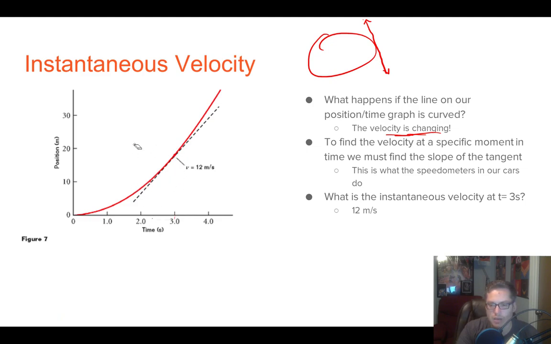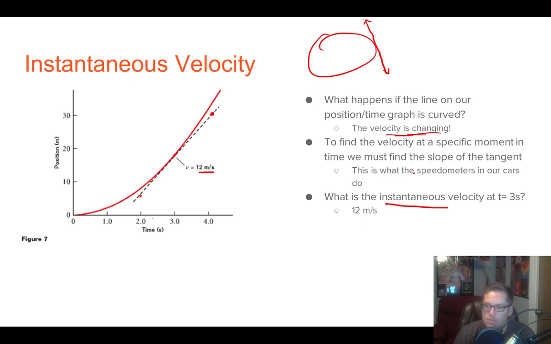Right here, it looks like 3 seconds is what they were measuring. They wanted to know the velocity at 3 seconds, so they had to take the slope of the tangent line at 3 seconds, and they found that it was 12 meters per second. If we found the slope of this line, at that dot right there, we'd find it's roughly 12 meters per second, and that tells us the velocity at that specific moment in time. Since it's a specific moment in time, we call it the instantaneous velocity.